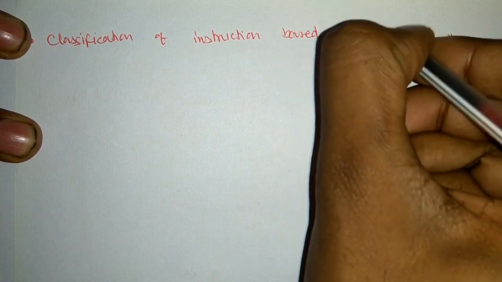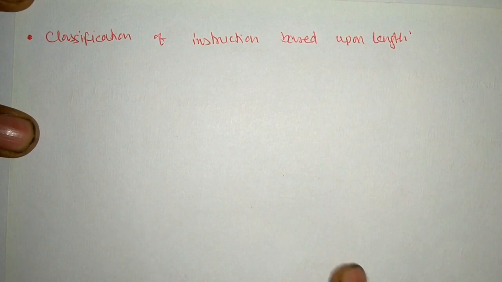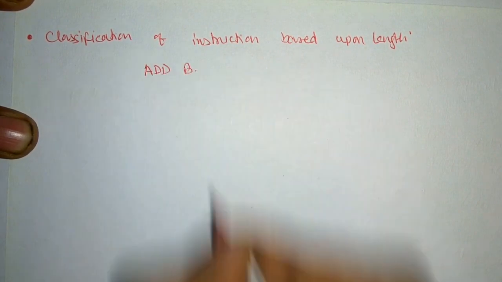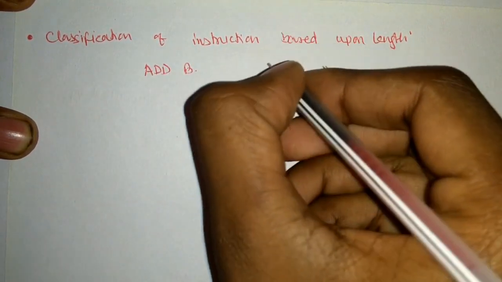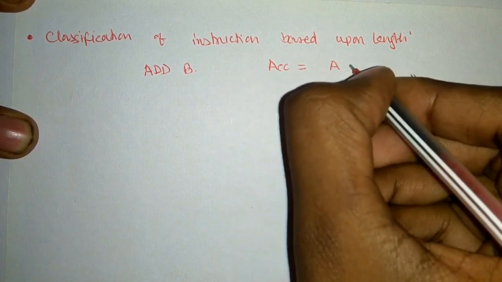So what is the length of our instruction? That can also be used to classify the instructions. For example, say our instruction is ADD B. What does that invariably mean? That A, the accumulator value, will be equal to its current value, A plus B.